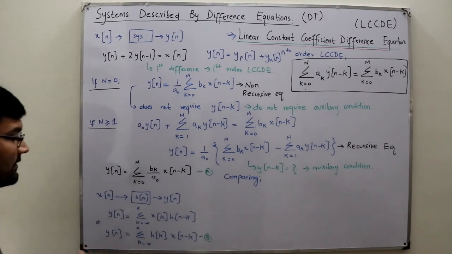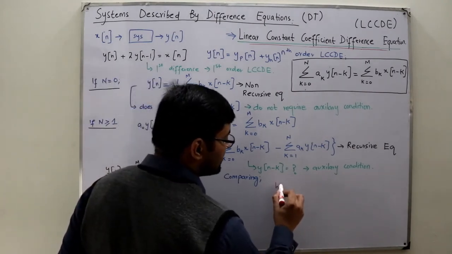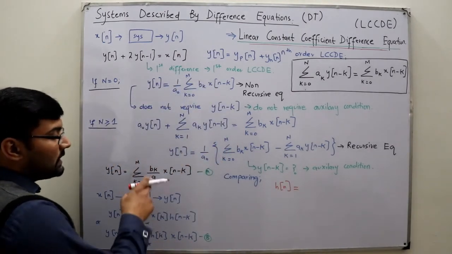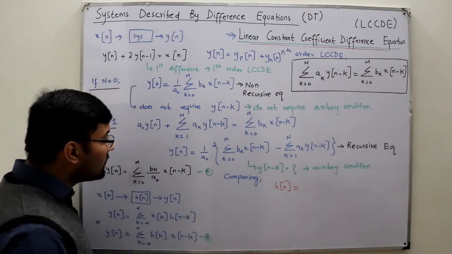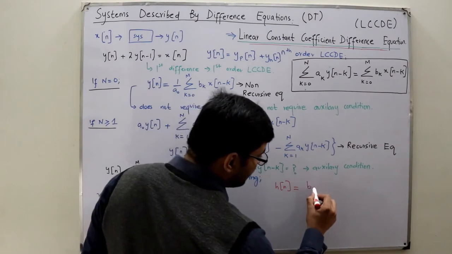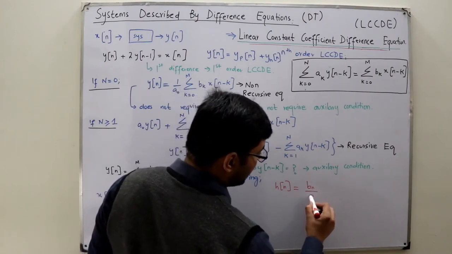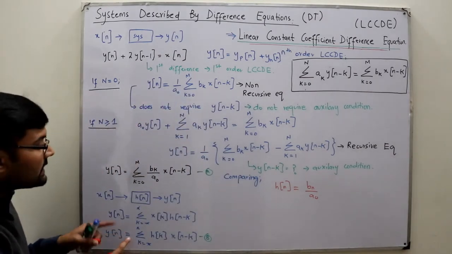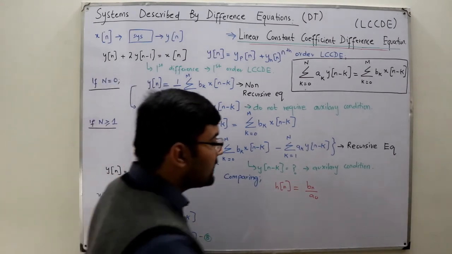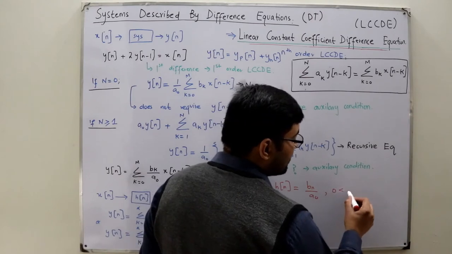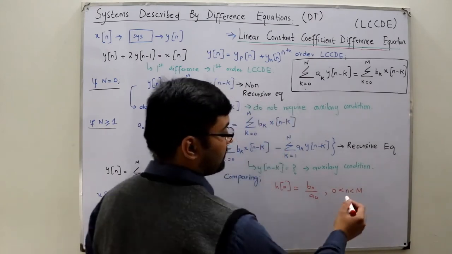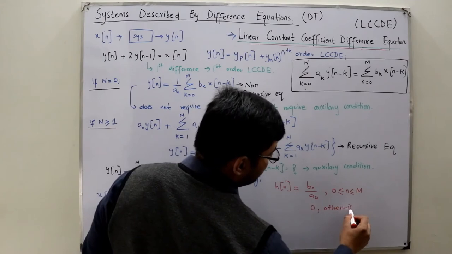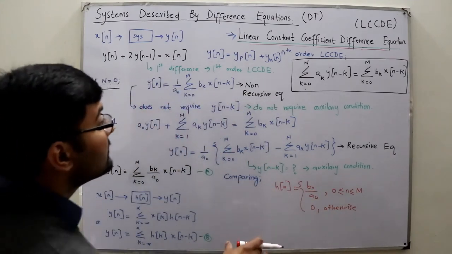What do I have? I have that my impulse response, that is h of n, because over here I have it in terms of k, but my signal is basically in terms of n. So the impulse response is basically b_n upon a naught. But have a look, what is the speciality? The speciality is that this is from negative infinity to infinity, but this is from 0 to M. So this signal is the impulse response only when your n is between 0 and M, and it would be zero otherwise. So this is what you have come to know about the non-recursive equation.